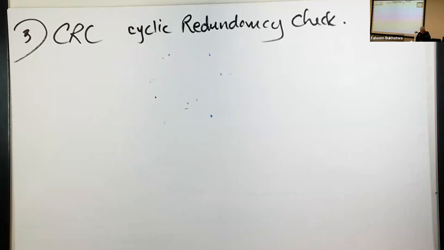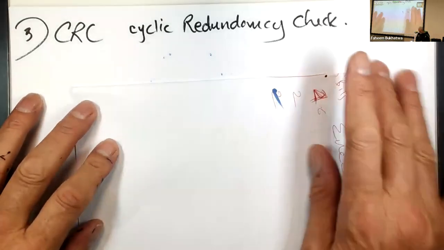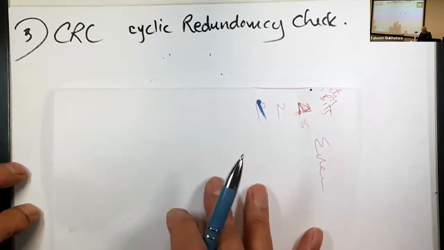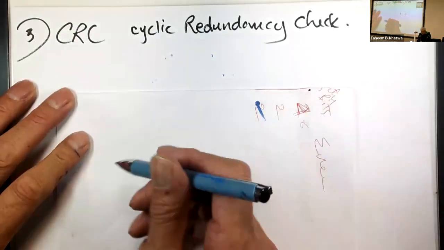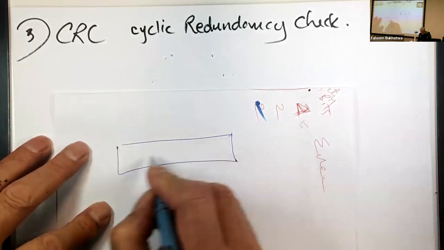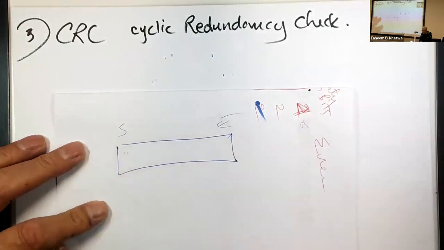How does that work? It works obviously in binary, but I'll just give you a quick example of how it would work on decimal systems. And then we'll switch to binary. But just to give you the idea, it is simple in CRC. Imagine you have some numbers and you're sending the data. So this is the start of the frame, and this is the end of the frame.